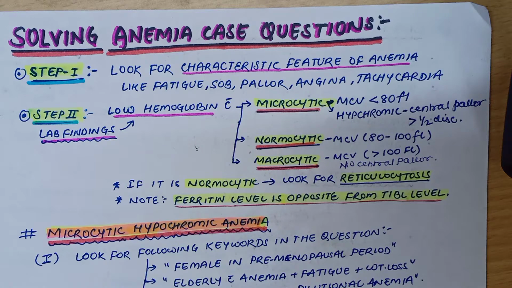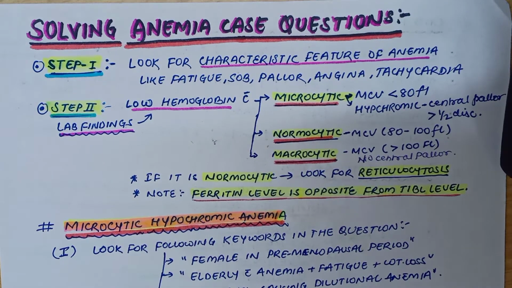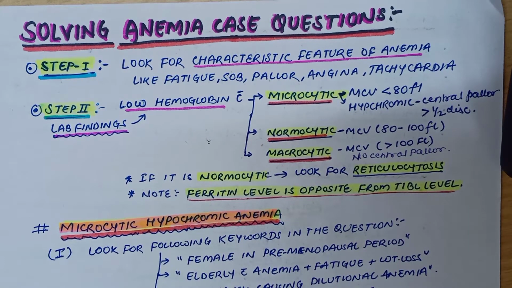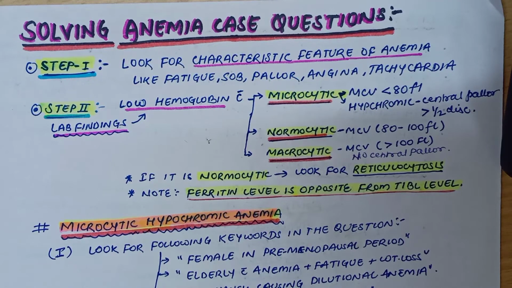Today we'll be talking about how to solve questions asked on anemia and what are the important points to be focused while solving a case of anemia. So let's begin. In step 1, we need to look for any characteristic feature of anemia. Patient may be fatigued, they may be having shortness of breath, pallor, angina or tachycardia, and any special feature that is suggestive of a particular anemia.